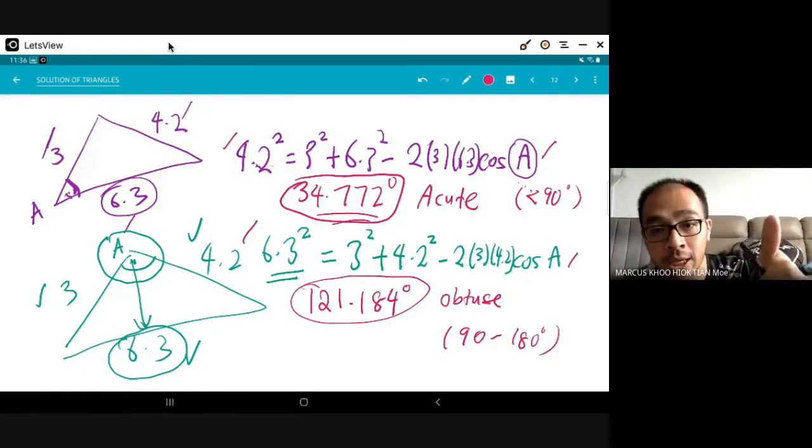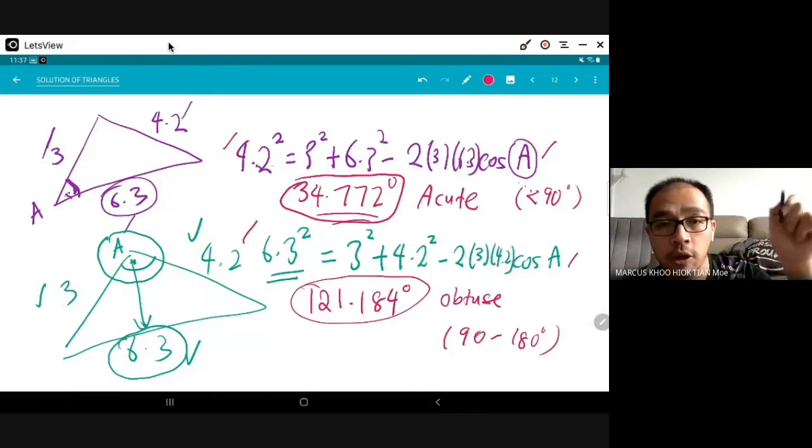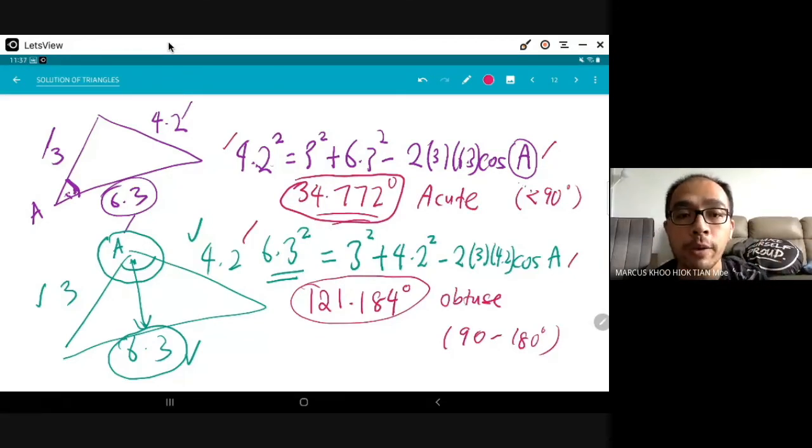It's either acute or it's obtuse. So don't be scared that after you calculate, how come the angle is so big, 121 degrees? Don't worry, won't die one. This is the amazing thing about cos rule. You don't have to worry about whether to minus 180 or not. No need. Cos rule is the easiest actually.